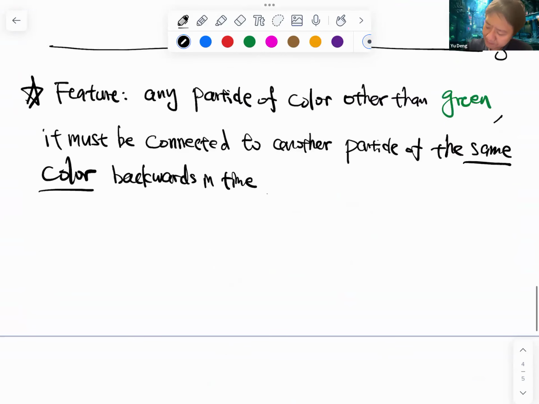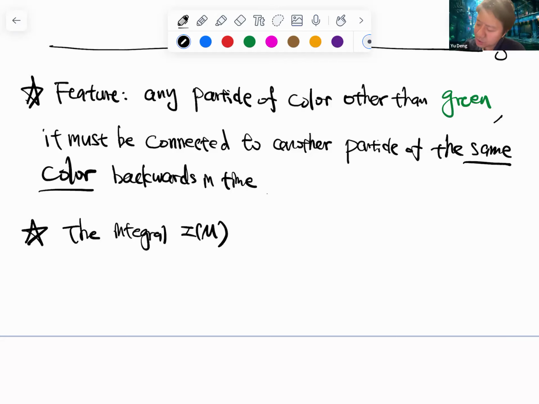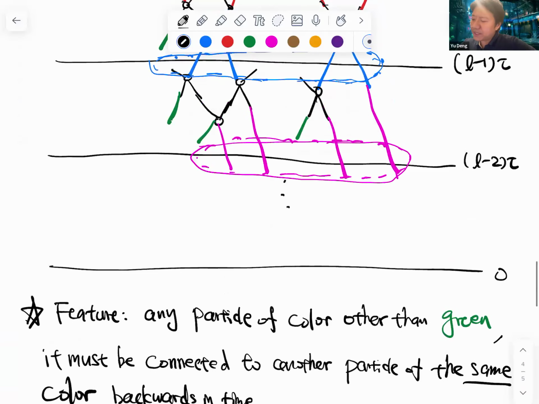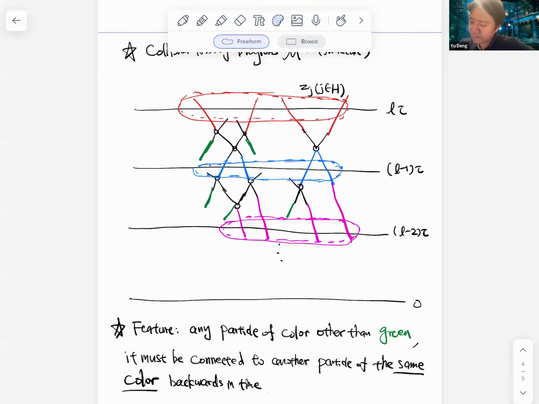And next is the probability integral IM, the L1 of IM, the probability that all the collisions in M indeed happen. So how do we represent this as an integral? So let's copy this diagram here, and we'll see.